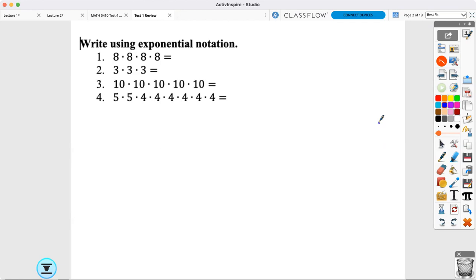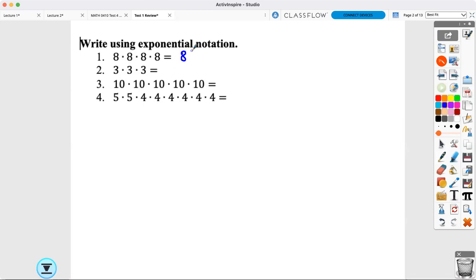So write the instructions, write using exponential notation, write number 1, and write 8 times 8 times 8 times 8, 4 times, and then write equals. And what is it equal to? What is 8 times 8 times 8 times 8 in exponential notation? Eight cubed. 8 cubed. Does everyone agree with 8 cubed?